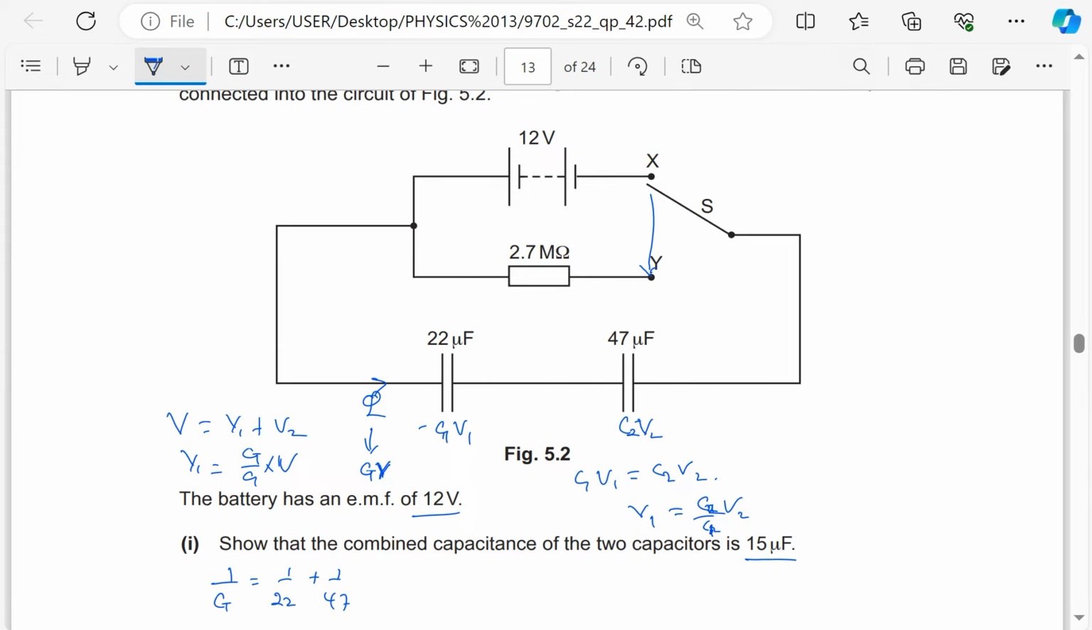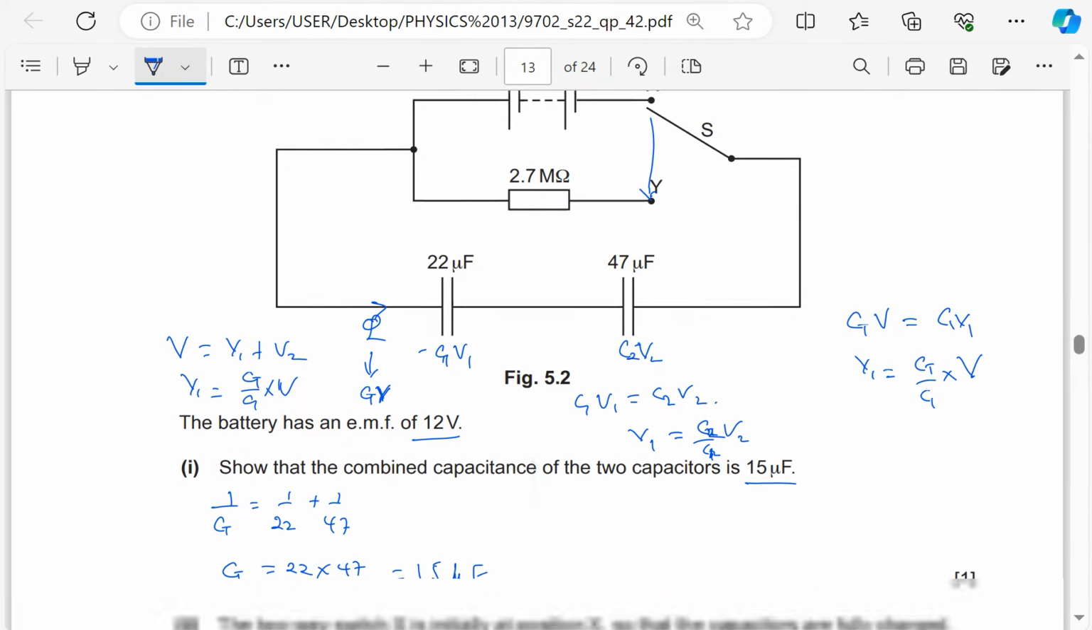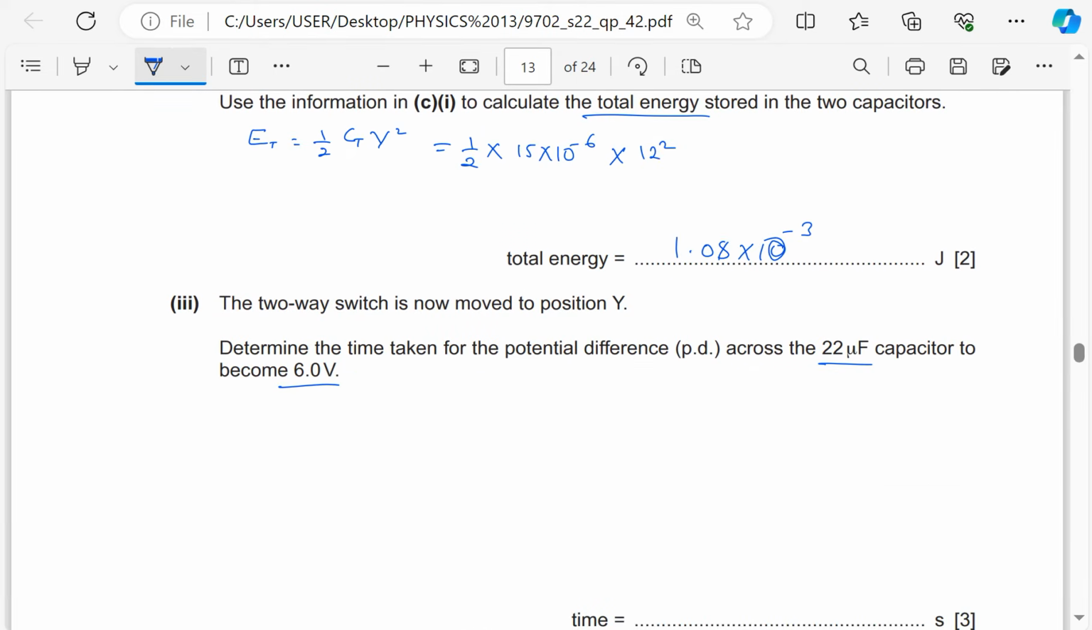So what I'm going to do is say total capacitance times PD, which is total charge, is equal to C1 times V1. To find V1, it will be C total over C1 times the voltage, the total PD across both of them. I need the initial PD, which I'll call V0, across the 22 microfarad capacitor.